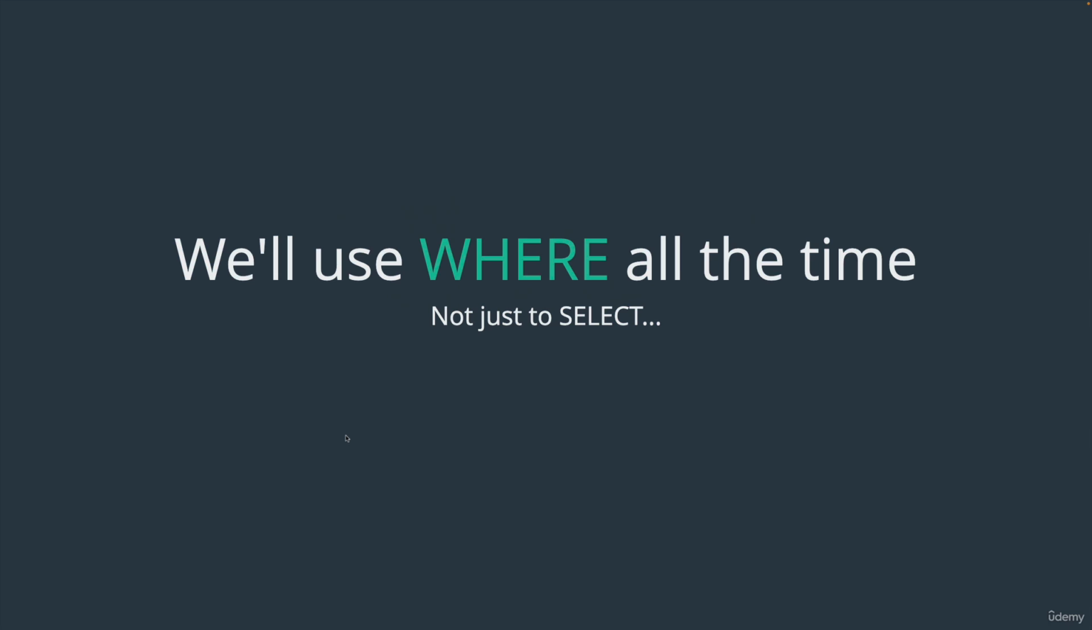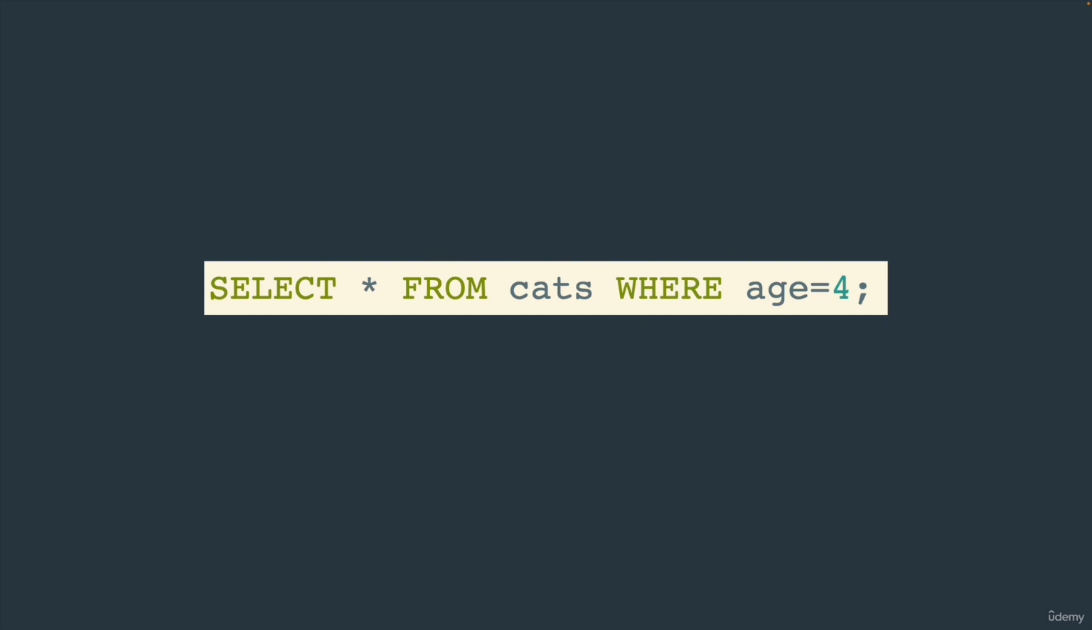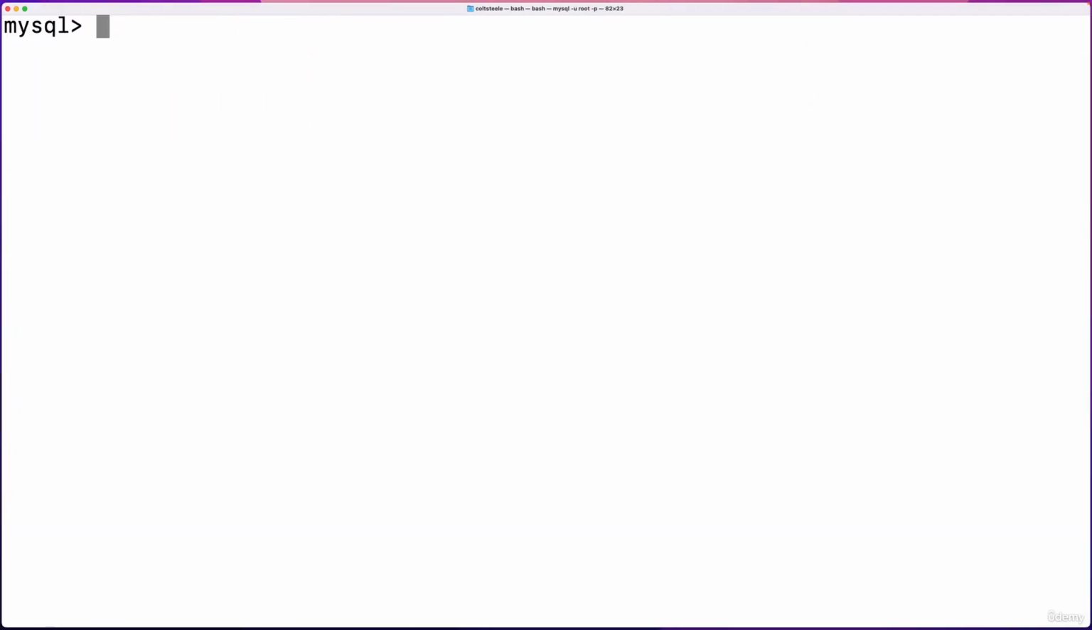And I want to be clear here, where is not limited to working with select. We will be using where to make updates or to delete rows as well. So it's kind of a jack of all trades. But in our case, we're starting with select. So we can use where to narrow things down. For example, to find all the cats, select star from cats, where age is exactly equal to 4. So there's different ways we can select using where. It's not just equality, but that's what we're going to start with. Age equals 4. So let's try it.